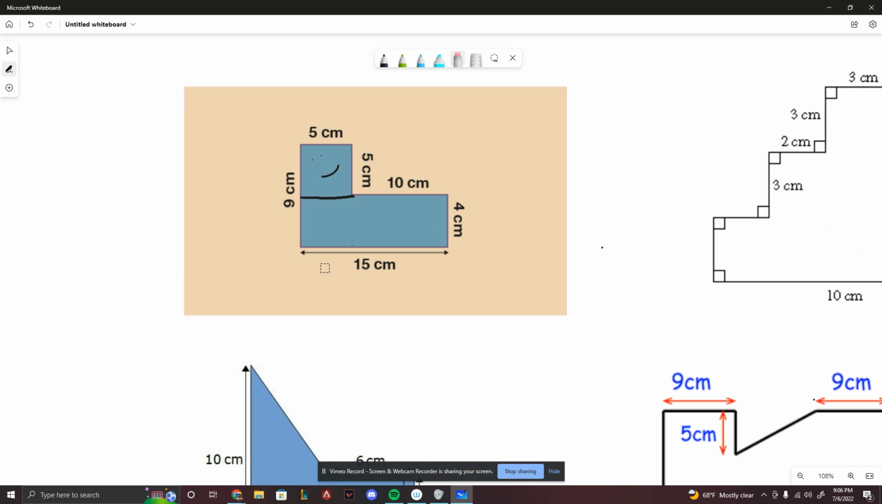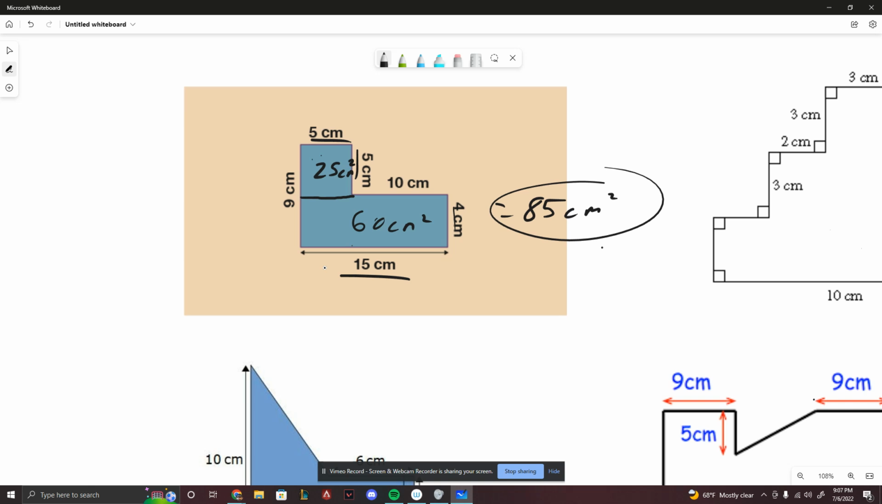And to figure out what these measurements are, we need the measurements of each individual thing. So this is a 5 by 5 square. We see that. So that means this is 25 centimeters squared over here. Now let's look at this rectangle. Well, we see the rectangle is 15 centimeters long by 4 centimeters tall, which means this is 60 centimeters squared. If we were to add this up, we get 85 centimeters squared. And that's how you figure out the area of the composite shapes.